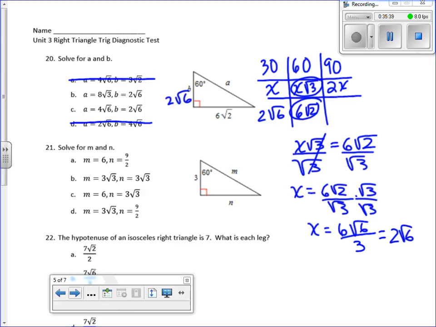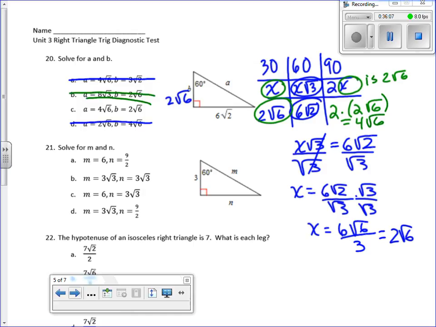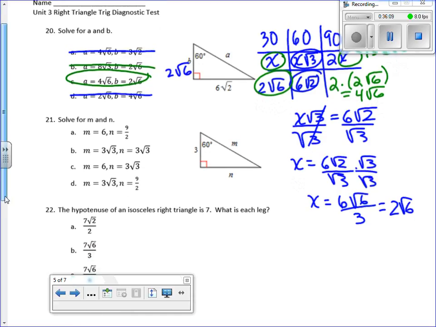So to find A, it's a hypotenuse, and a hypotenuse is 2 times whatever x is. So x is 2 radical 6. So this x is 2 radical 6. So I write that as 2 times 2 radical 6. And that gives me 4 square roots of 6. Now I can answer the question. The correct answer is C.